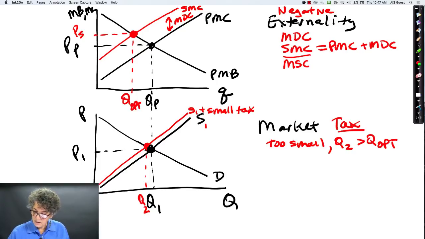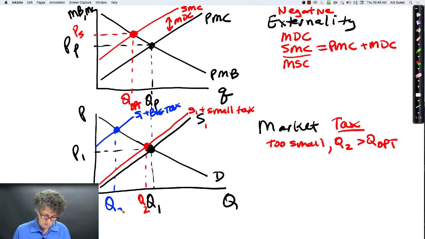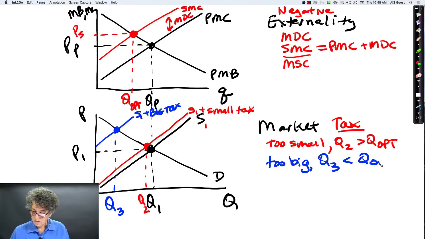If, on the other hand, we have a really big tax, so I have a huge tax so that I have S1 plus a big tax, then the market is going to generate a quantity Q3, and when the tax is too big, that quantity Q3 is going to be smaller than the optimal quantity. That tax is too big. It's bigger than is necessary for the market to generate a quantity that's the socially optimal quantity.